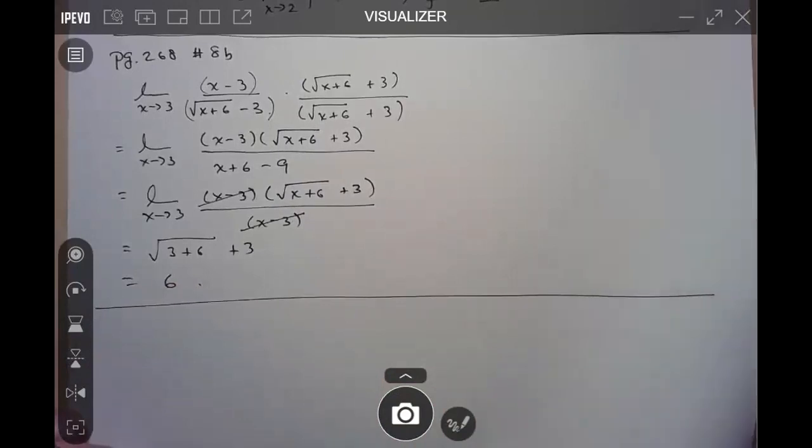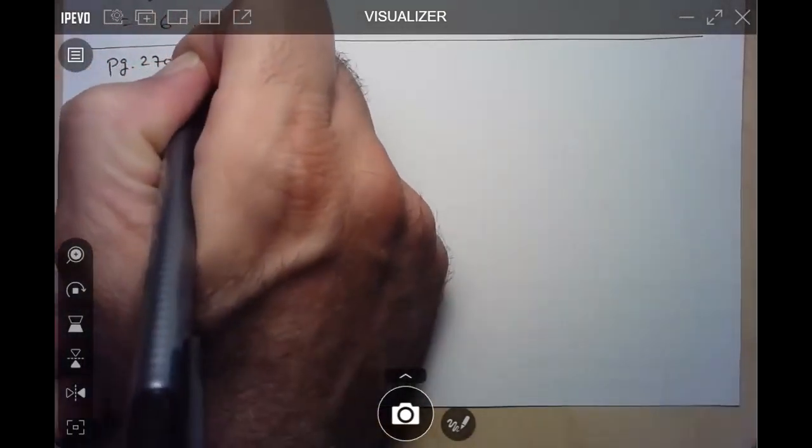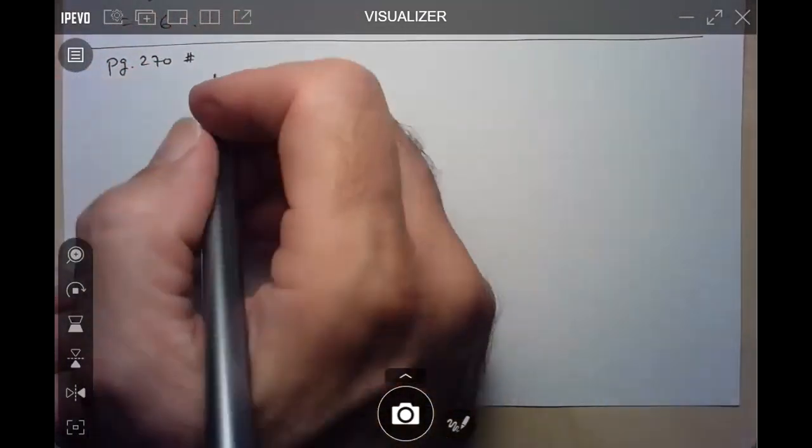26b. If anybody came late, there were some questions that I announced: 1b was done in last week's tutorial, and the other ones that were asked for have videos for them already. So this is, what did I say, 26b? That is going to be page 270. Number 26b. And what is this here?